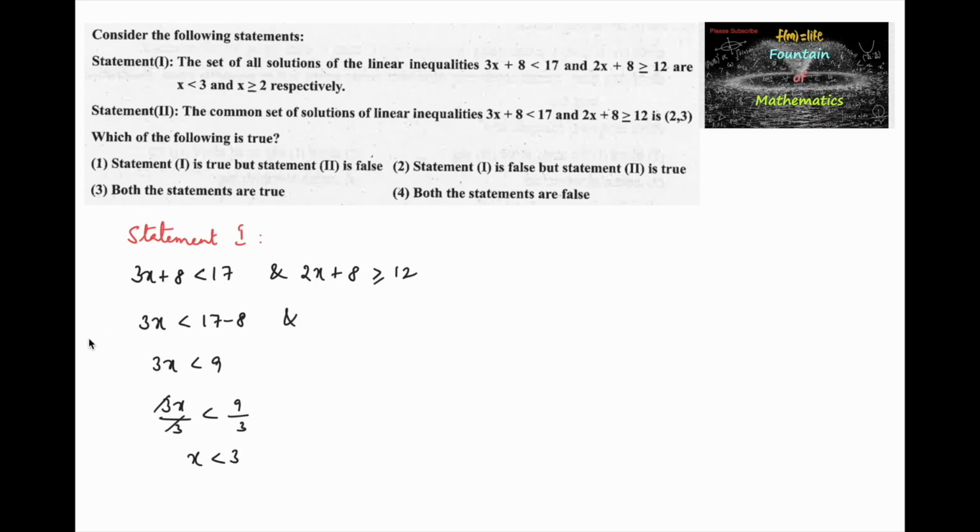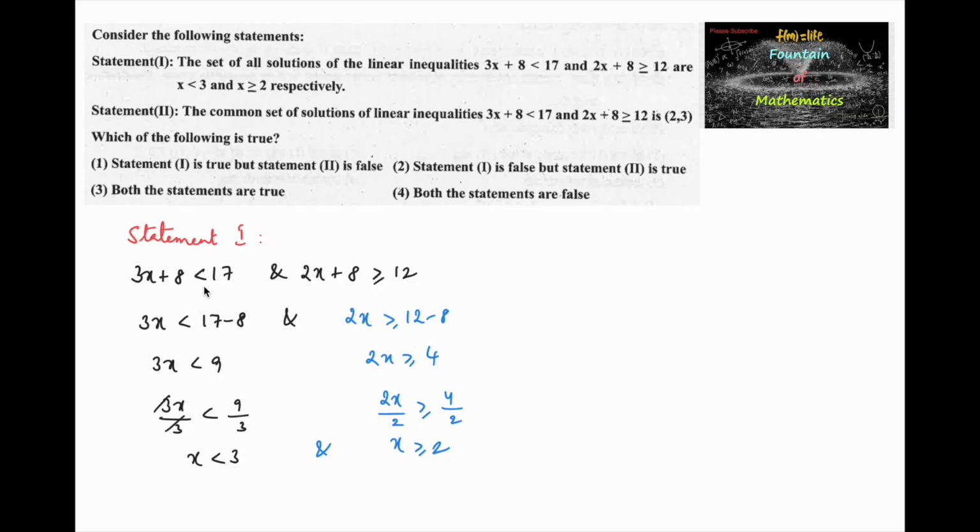And for the other inequality 2x, again subtracting 8 on both sides. So 2x is greater than or equal to 12 minus 8, that is 2x is greater than or equal to 4. Now dividing by 2 on both sides, a positive number, the inequality will not change. So x is greater than or equal to 2.